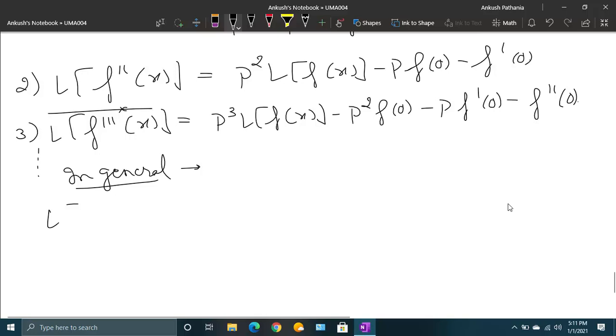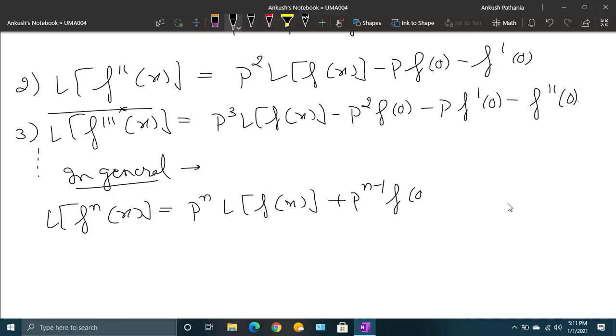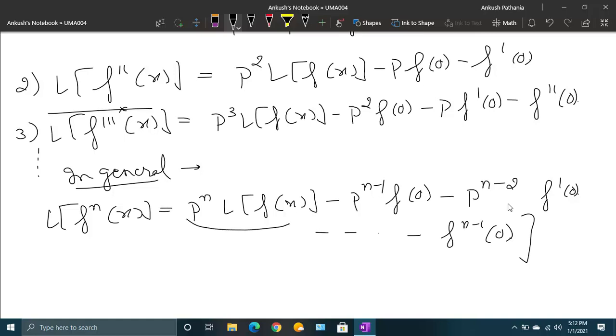But let us write in general the formula for the Laplace of the nth derivative. This is p to the n Laplace of f(x) minus p to the n minus 1 f(0) minus p to the n minus 2 f dash 0, and so on, up to minus f to the n minus 1 of 0. So this is the formula in case you have to find the Laplace of the nth derivative.